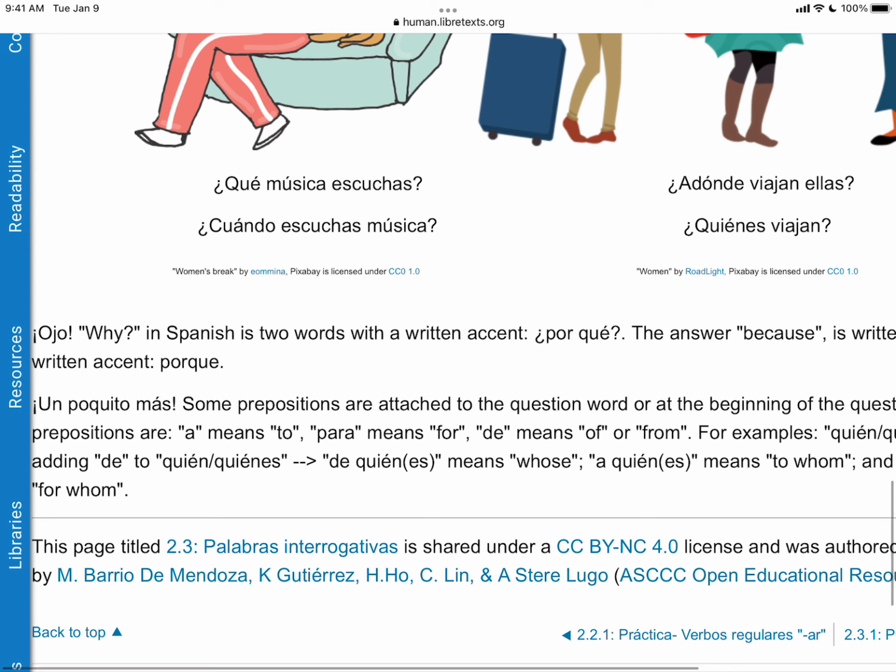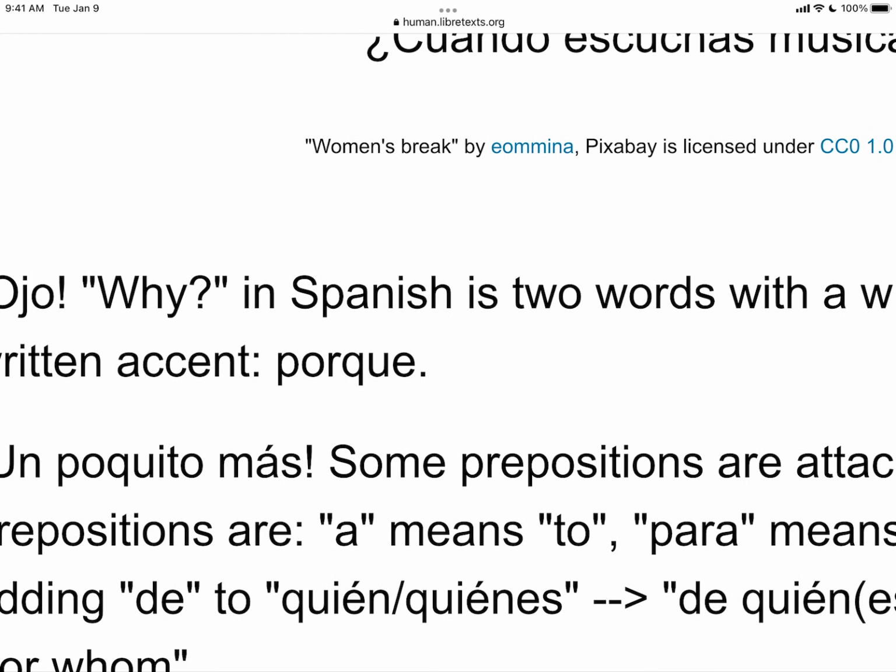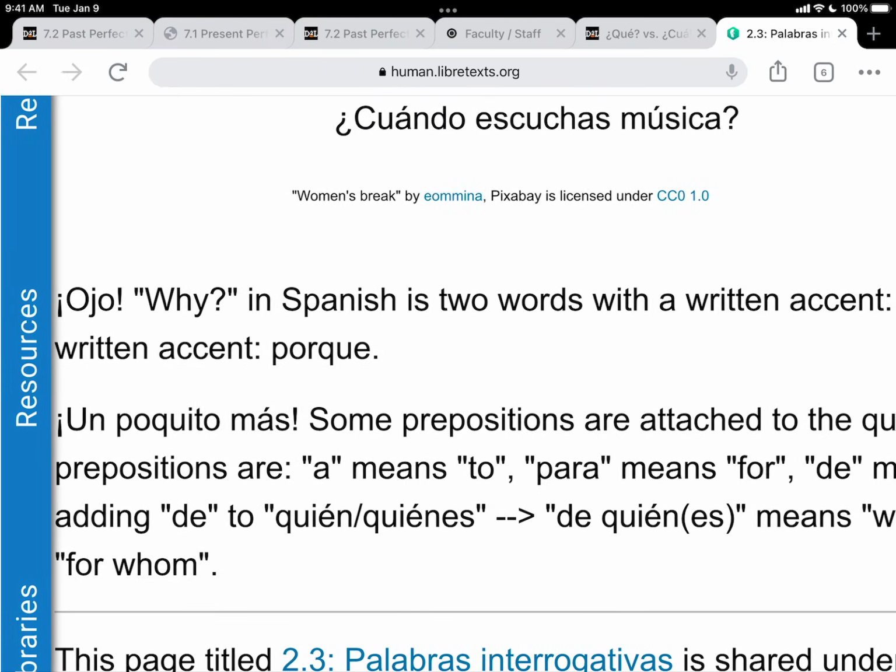What is por qué and porque? Por qué with a question mark says why, and it's 2 separate words. And porque as one word means because. That's it, and there's no accent mark on that one.